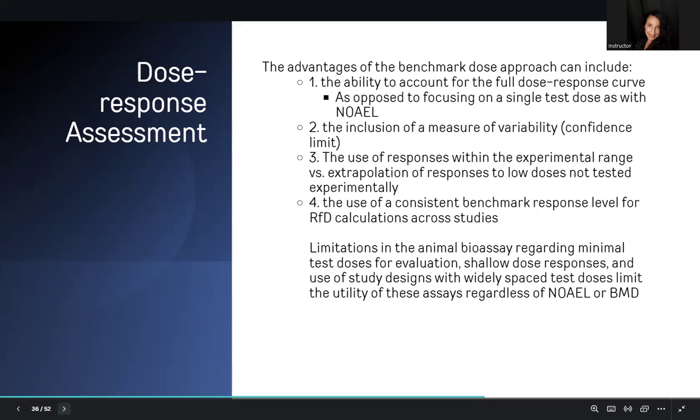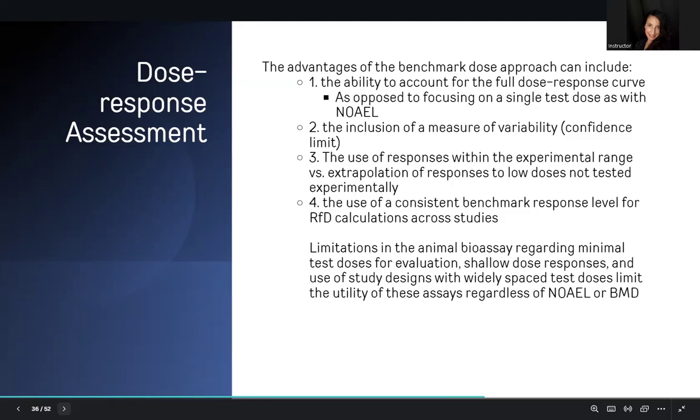The advantages of the benchmark dose approach can include one, the ability to take into account the full dose response curve as opposed to focusing on a single test dose, as is done in the NOAEL approach. Two, the inclusion of a measure of variability or a confidence limit. Three, the use of responses within the experimental range versus extrapolation of responses to low doses not tested experimentally. And four, the use of a consistent benchmark response level for RfD calculations across studies.